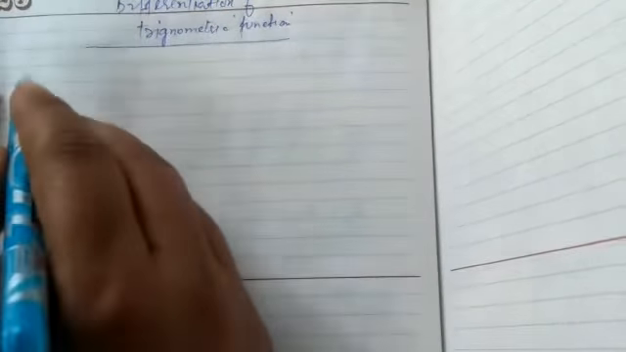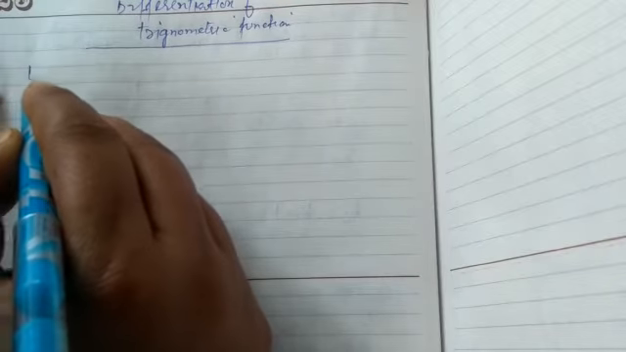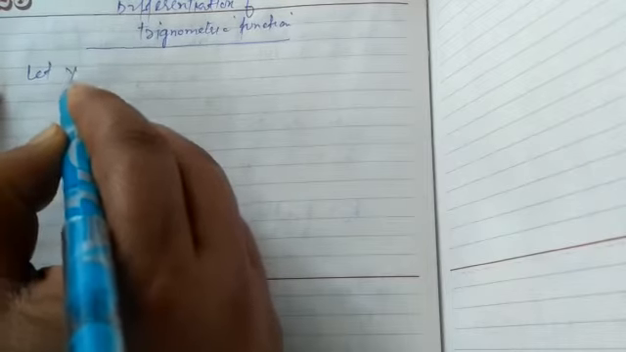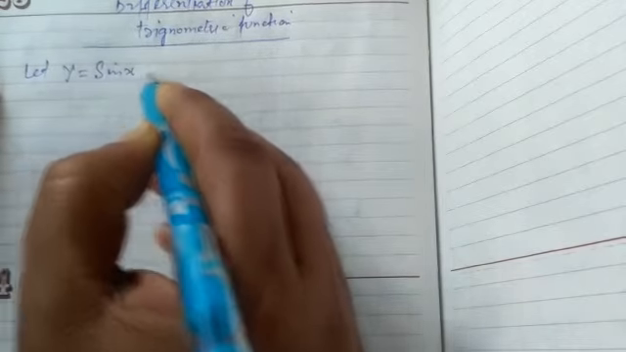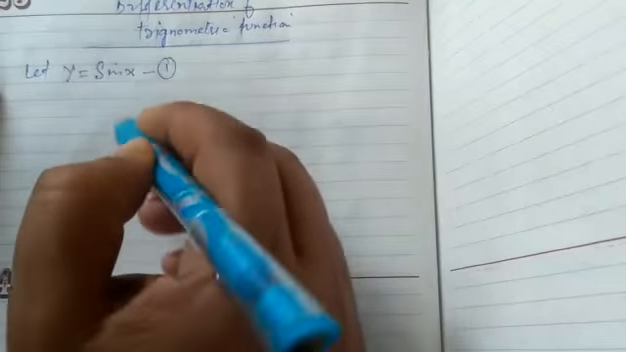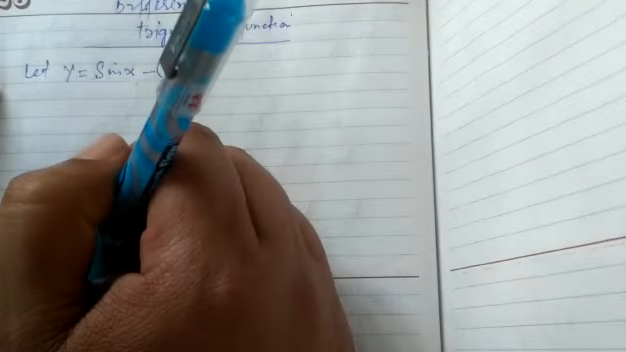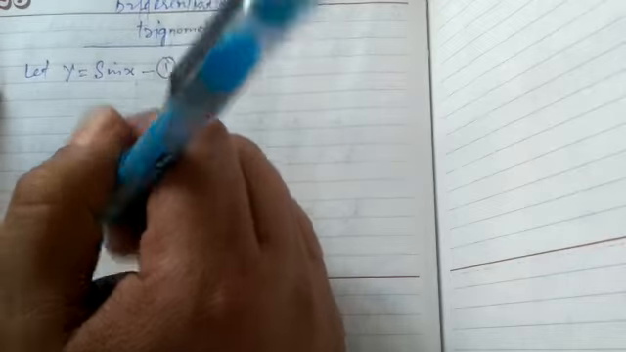Today we are going to continue the lectures on differentiation, and today our topic is differentiation of trigonometric functions. Let's take some trigonometric function. Let y equal sin x, as sin x, cos x, tan x. These are the trigonometric functions.